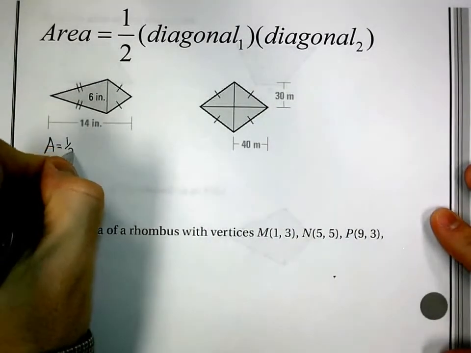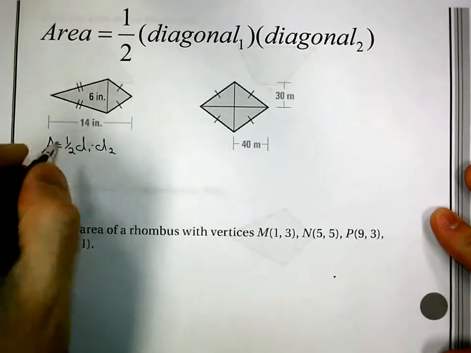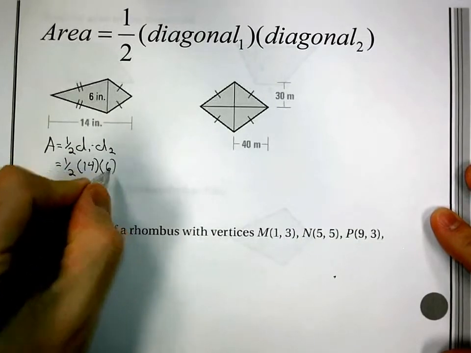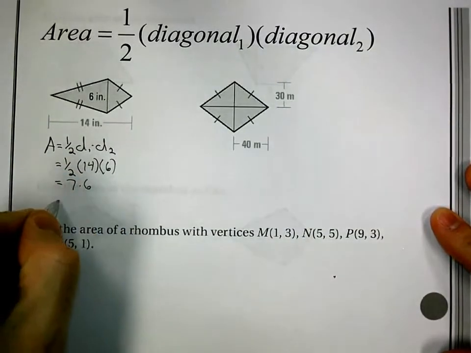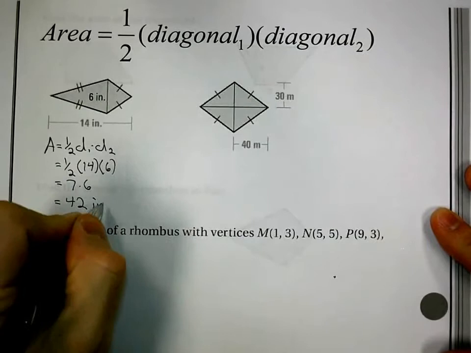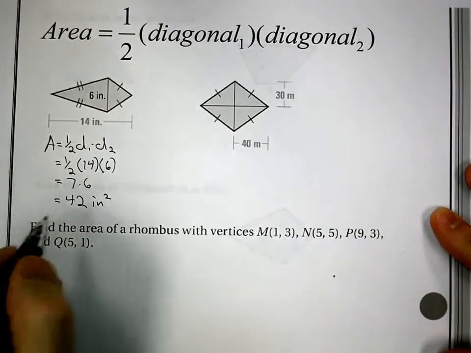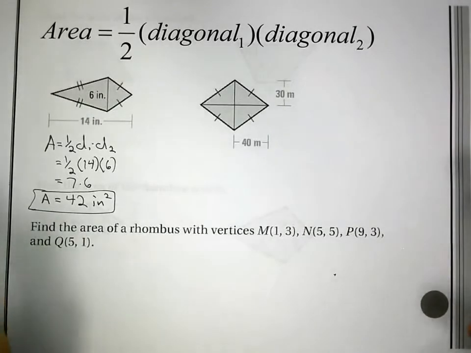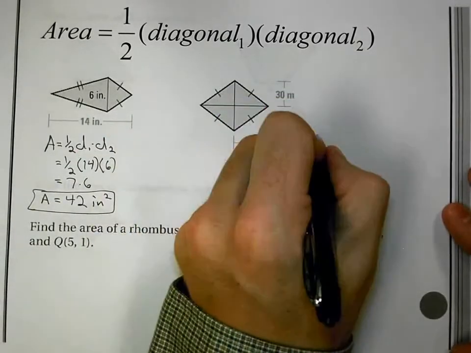So we have 1/2 diagonal 1 times diagonal 2. I can plug in 14 times 6, which gives me 7 times 6, or 42 inches squared. In my next one, this is a rhombus, and I can write my formula first.